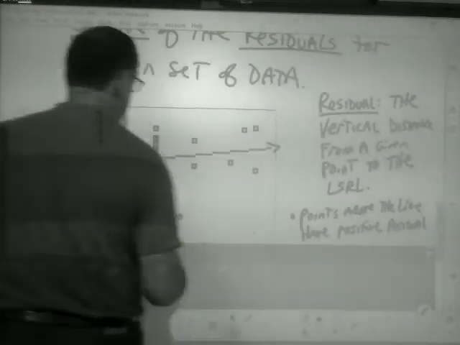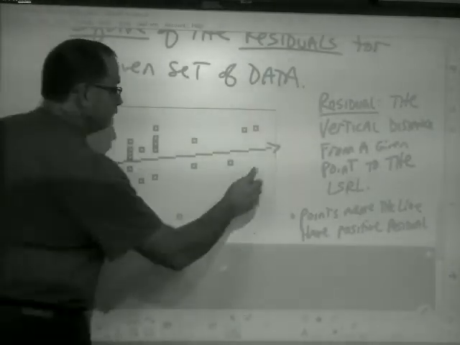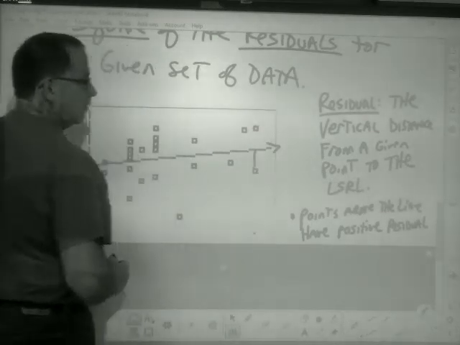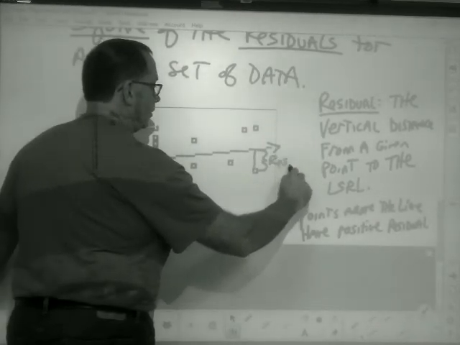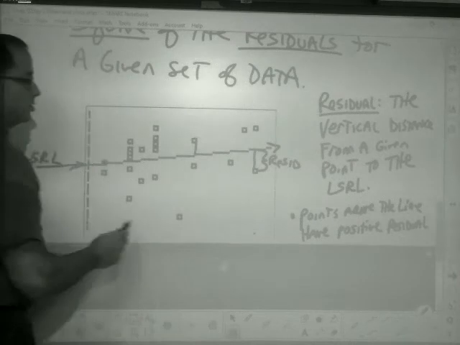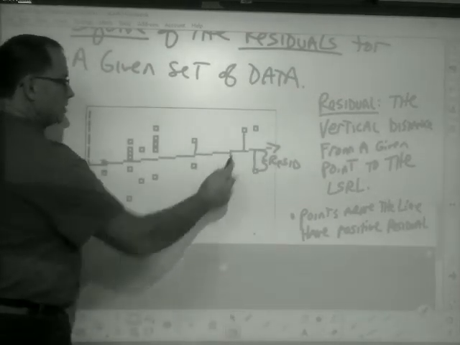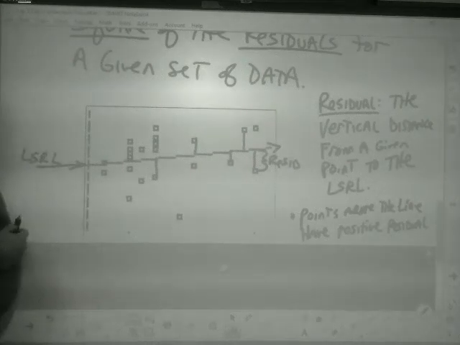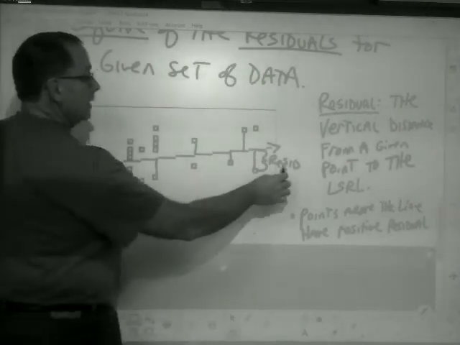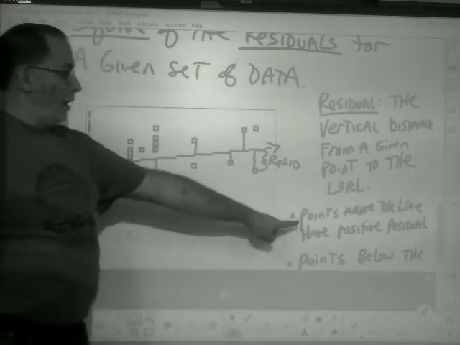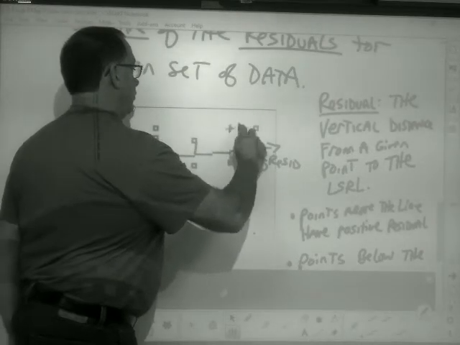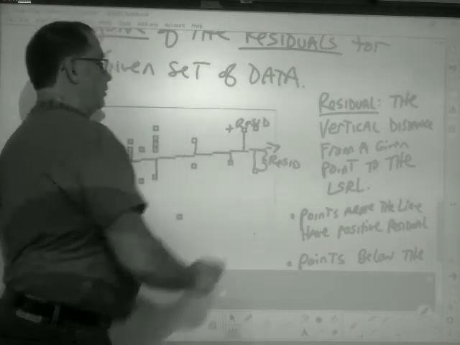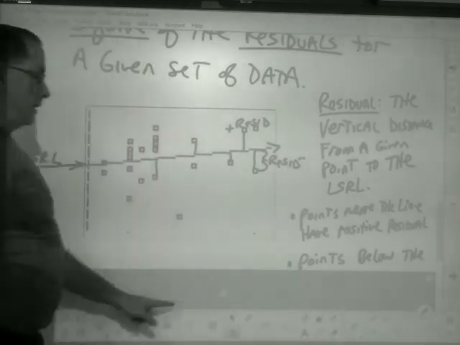Every single one of these points has a residual. It is the vertical distance from the data point to the regression line. So this right here is a residual. This is a residual. This is a residual. This is a residual. This is a residual. It's the distance. Now, the points that are above the line will have a positive residual. Points below the line will have negative residuals.